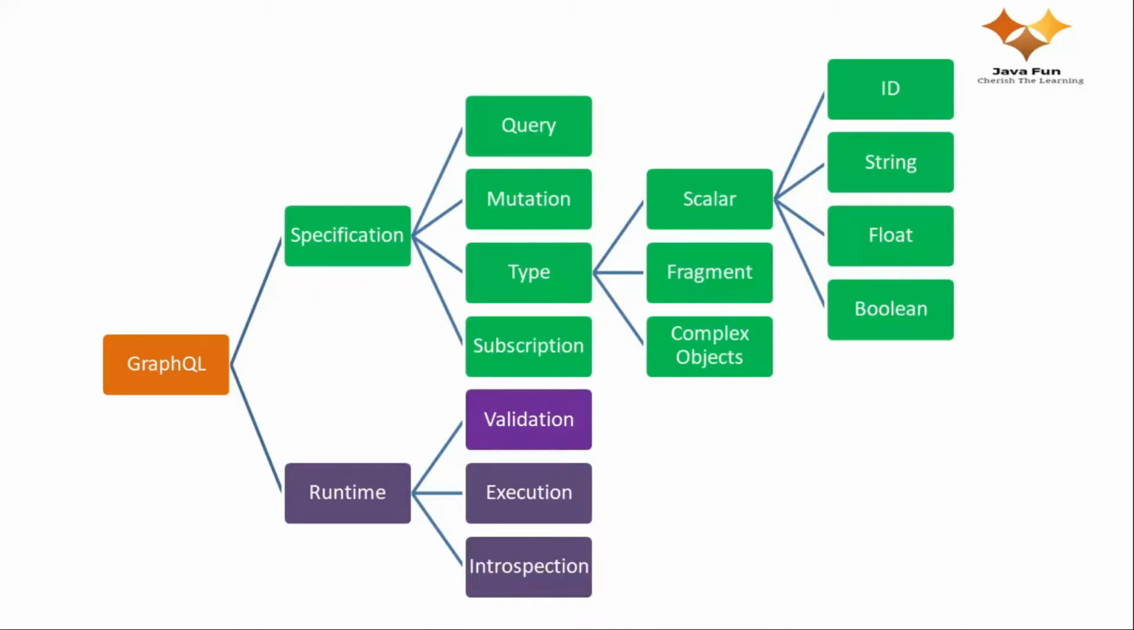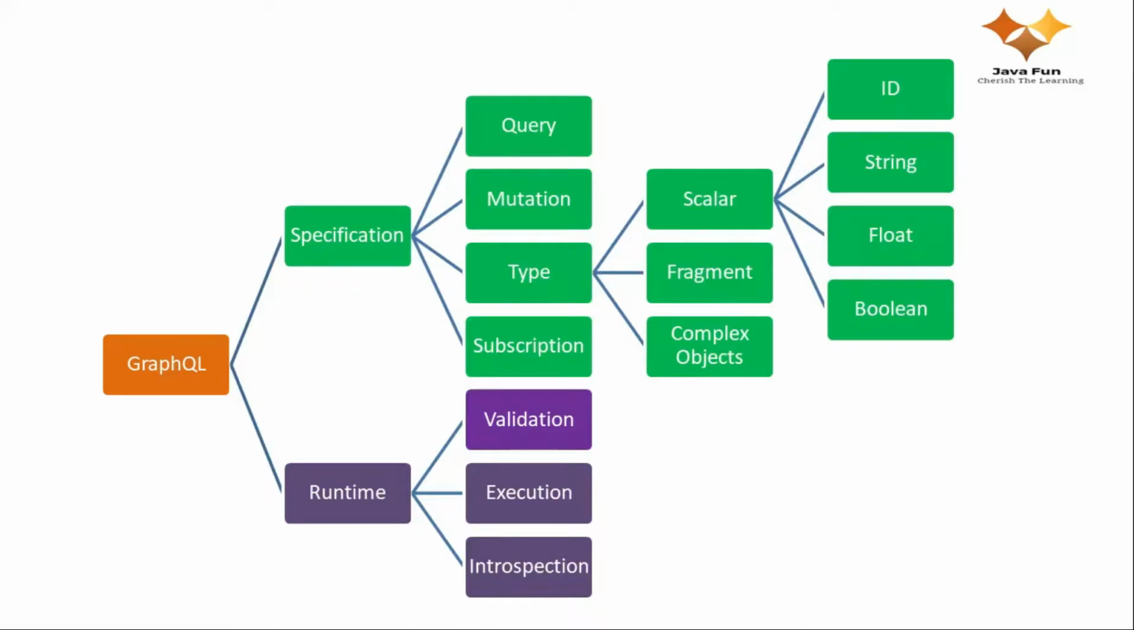Then you have complex objects. Using the scalar data types, you create a composite object that is called a complex object. We'll see an example of it in due course. And the third thing you have is something called fragments. Again, for this, we'll see an example.